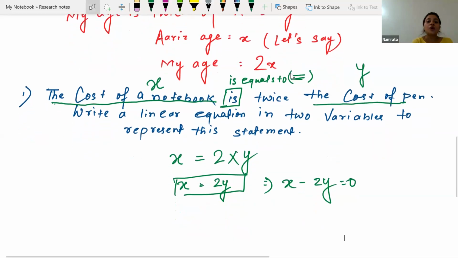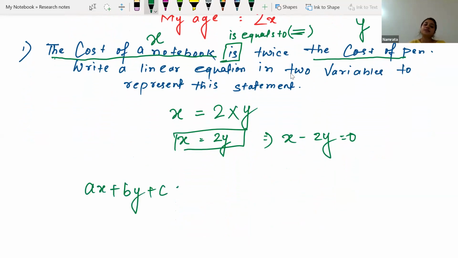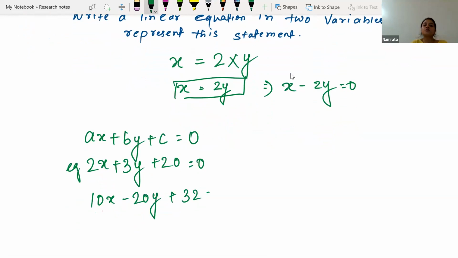Okay, now there is a rule that usually a linear equation in two variables is in the form of AX plus BY plus C equals 0. Usually, this is how a linear equation in two variables must look. In place of X and Y, it can be any variables. A, B, C are just numbers. For example, 2x plus 3y plus 20 equals 0, or 10x minus 20y plus 32 equals 0.